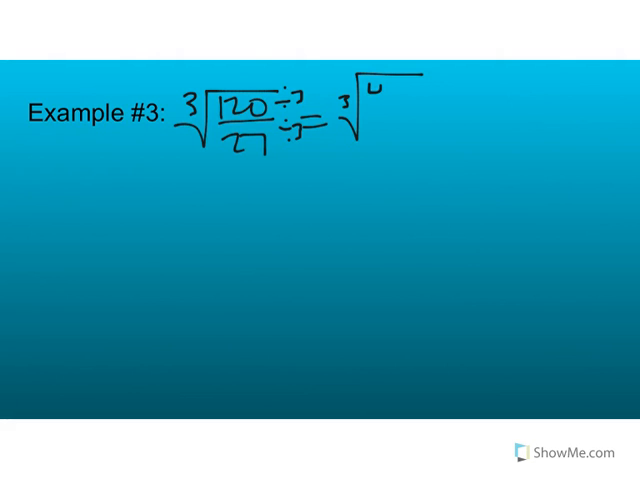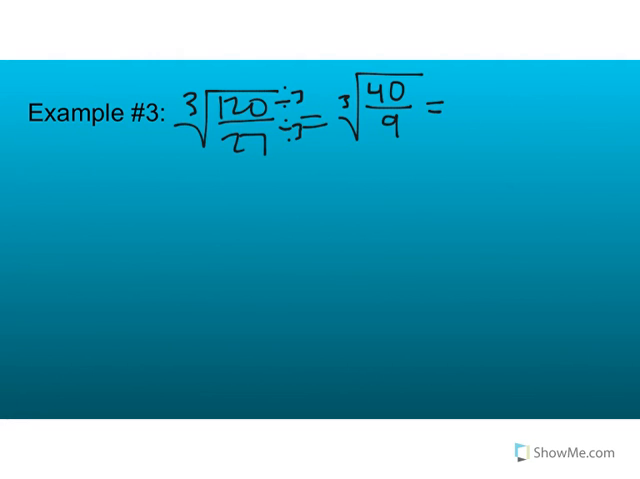Okay, and our next example, we have the cubed root of 120 divided by 27. Again, we are going to try and simplify our fraction. And I know that 3 goes into both of these. So I'm going to divide both the numerator and denominator by 3. We're going to have our cubed root. Don't forget to write that little mini 3, you guys. That changes the entire problem if you forget that. So now I have 120 divided by 3, which is 40. And then 27 divided by 3 is 9.